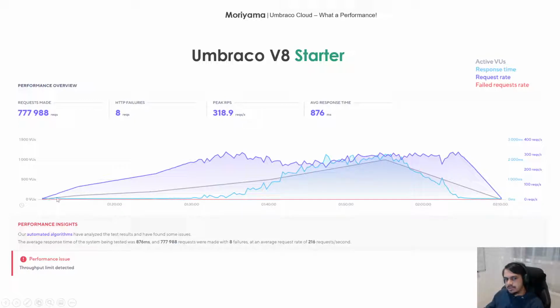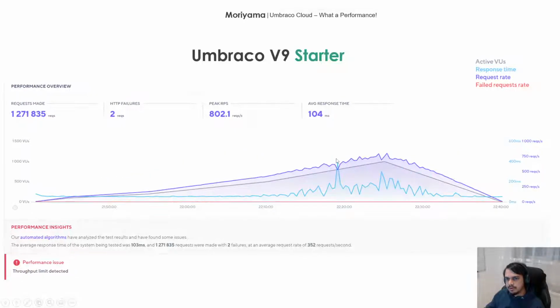As the test began, we had a very low response time, but soon it started to scale with the users as the users increased, until we reached the peak of our test, where we also reached a peak response time, about a 2-second response time as we hit 1,000 users. Now let's have a look at the Umbraco 9 starter.